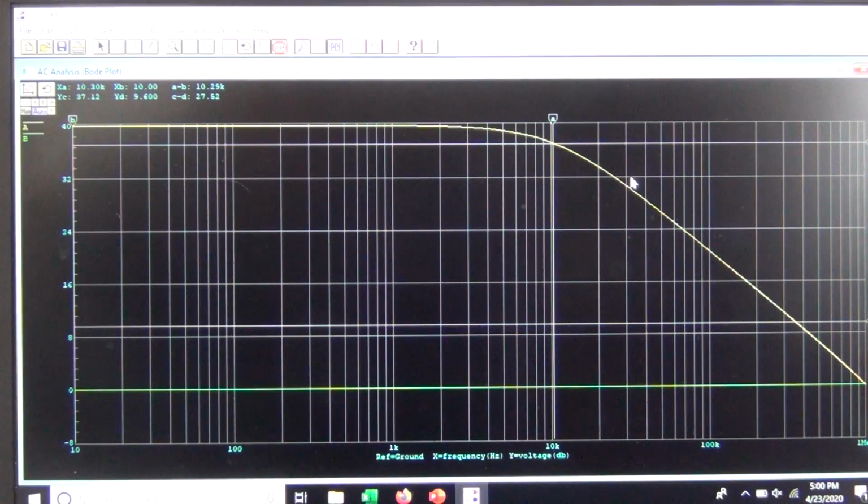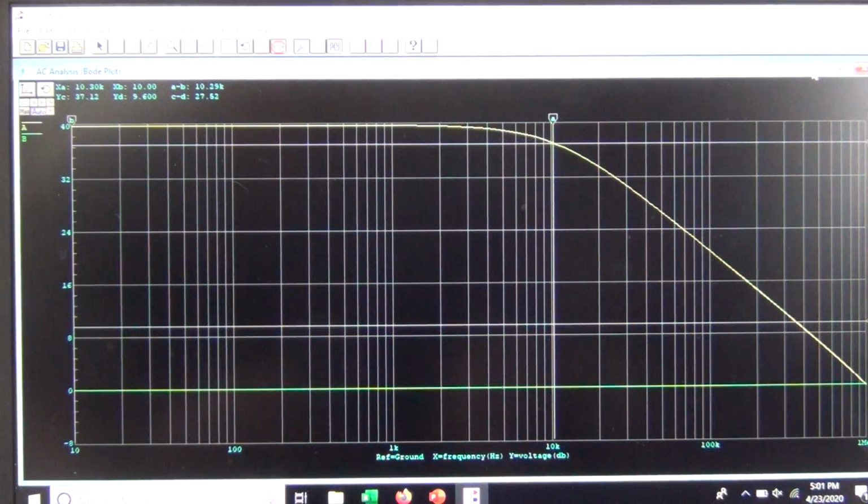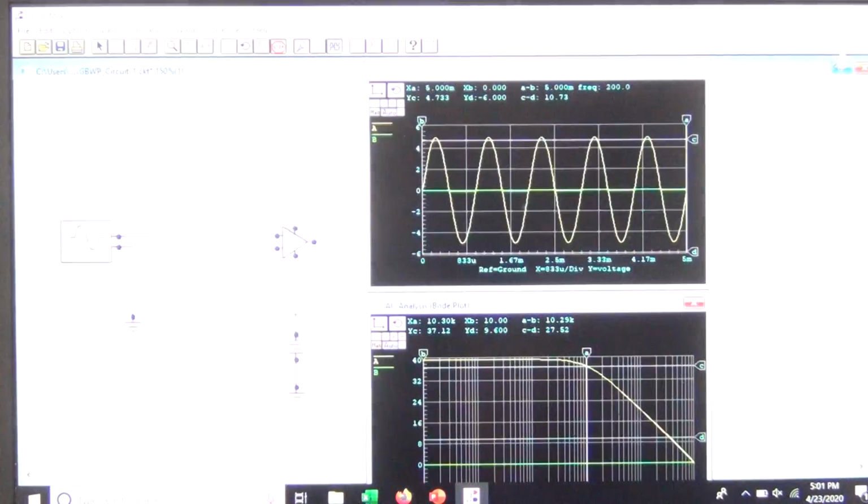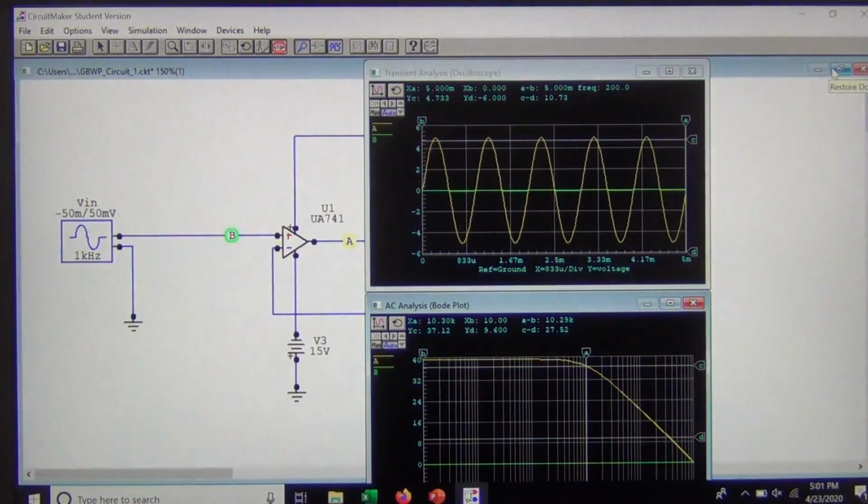So the gain is 40 dB, or since voltage gain in dB is 20 times the log of the voltage gain, it turns out that 40 dB is a factor of 100 or close to it. So 100 times 10 kilohertz gives me a gain bandwidth product of 100 times 10K, or 1 million. Okay, let's get rid of this. So that's the first circuit, called gain bandwidth product circuit number 1.